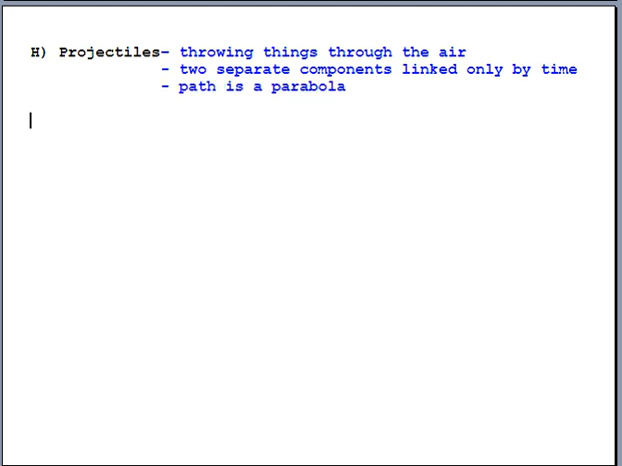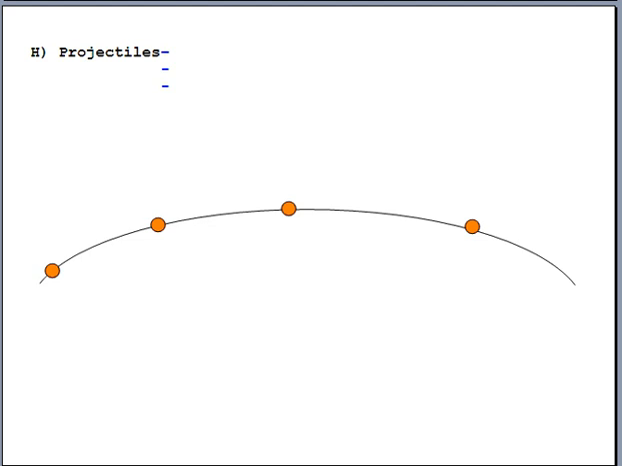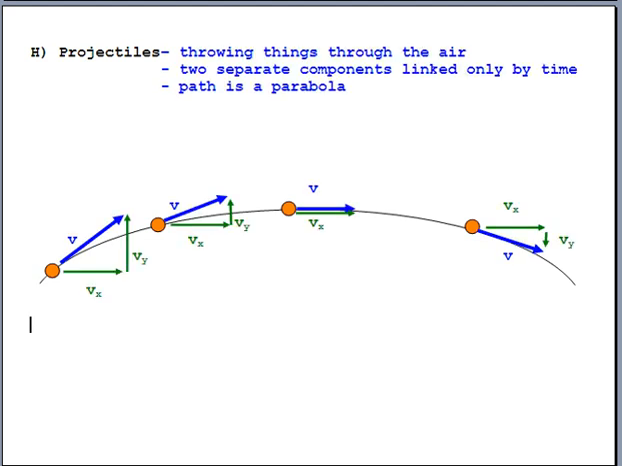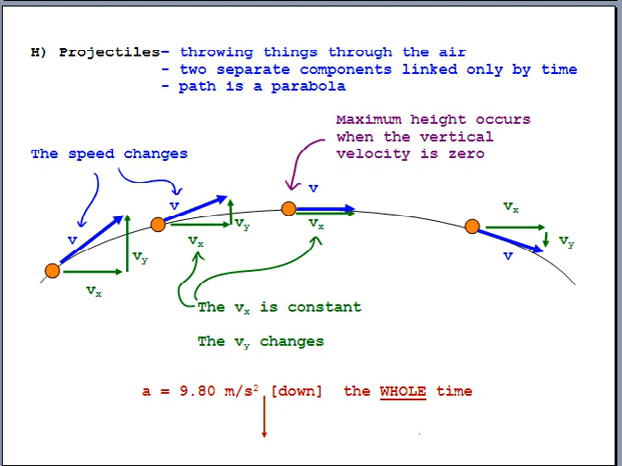The path of the object without air friction would actually be a parabola. It's an upside down parabola that the object will follow as it goes through the air, like a y equals x squared graph, but inverted upside down. Okay, I'm just going to draw a little orange ball here for a second. In fact, let me just put all the notes up here real quick, and then we can talk about it. So this little orange ball, it's following an upside down parabola.